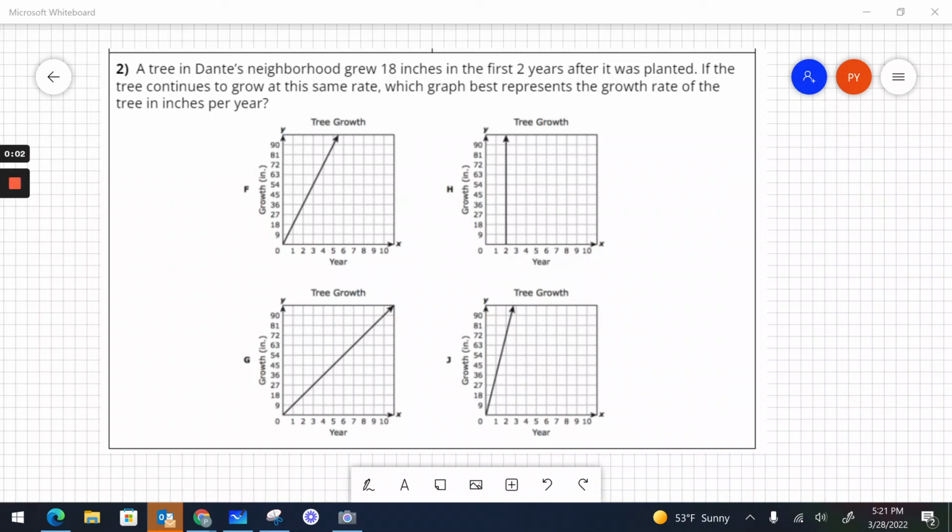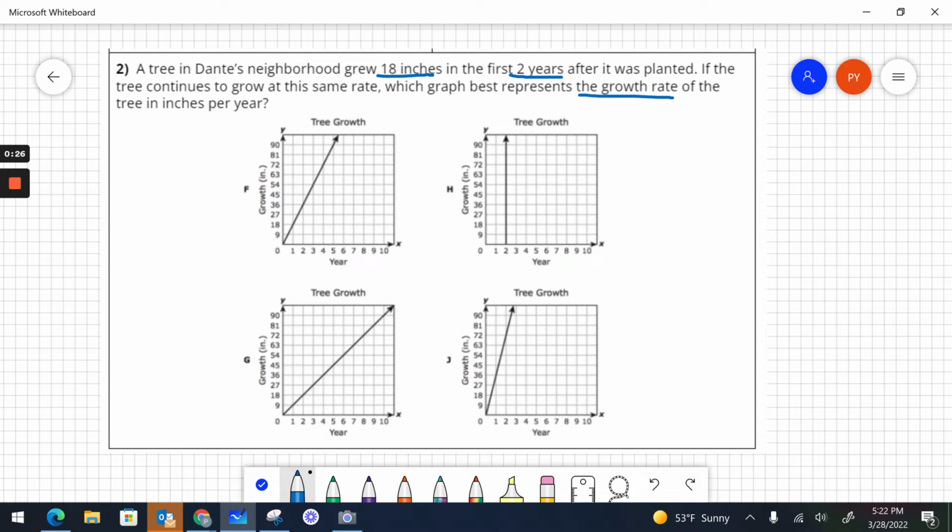These are the video notes for proportional reasoning, the second problem on your practice paper. Let's read the problem. A tree in Dante's neighborhood grew 18 inches in the first 2 years after it was planted. If the tree continues to grow at this same rate, which graph best represents the growth rate of the tree in inches per year?